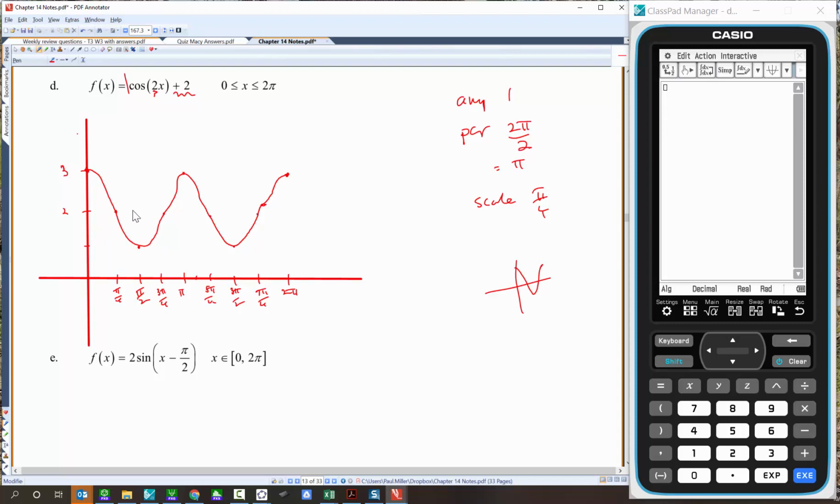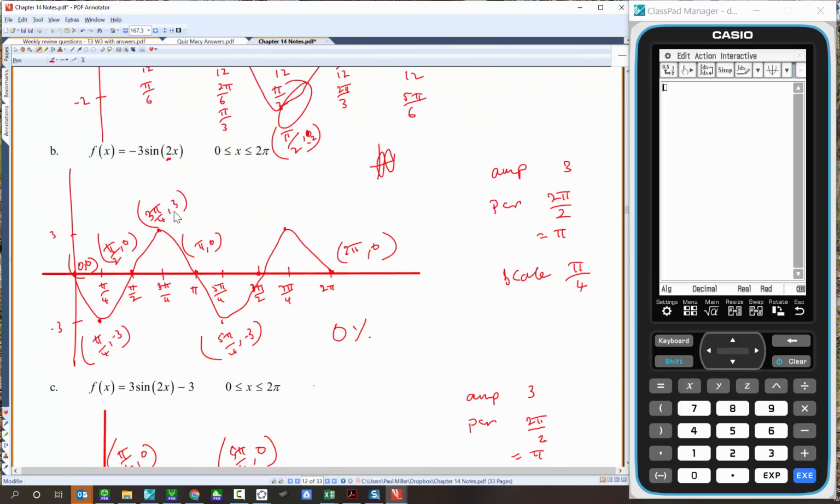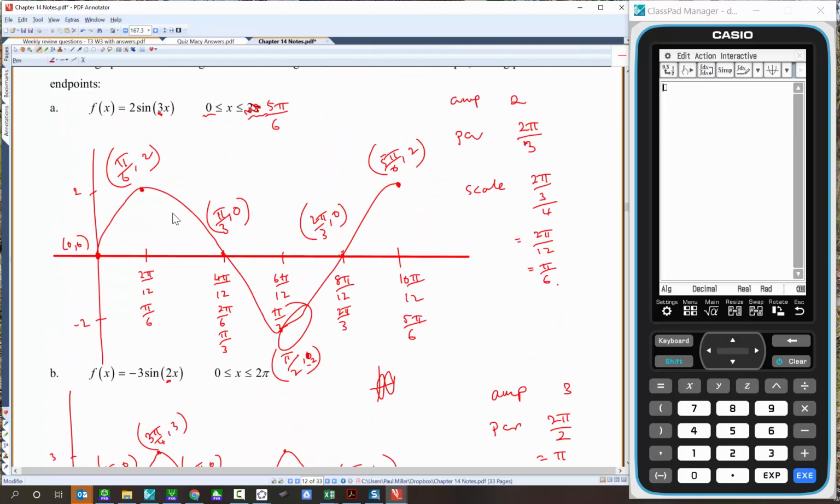Okay, again, my apologies. 0, 3, pi on 2, comma 1, pi, comma, what's that? 3. 3 pi on 2, comma 1, and 2 pi, comma 3. Back up there again. Okay, so there are a number of sketches there. It takes time to sketch trig functions. You should take your time sketching them.